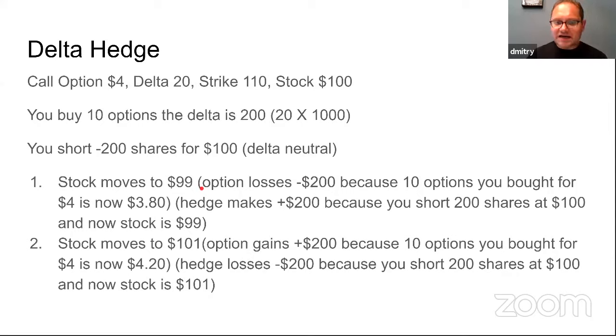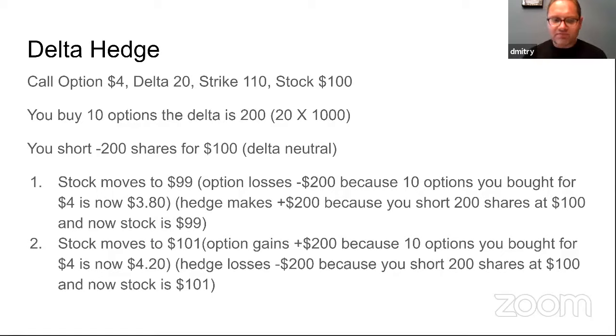Let's say the stock moves to $99. We know my options lost 200 bucks, because I have 10 options we bought. They were $4, now they're $3.80. My options lost 200 bucks, but my hedge made that $200 back. 200 shares at $100, and now the stock is 99. I was delta neutral, so the $200 I lost on the options, I made back in my hedge in the stock. That's how you're hedging your direction, and then you're going to have to re-hedge at every point. I'm going to show you how that's done.